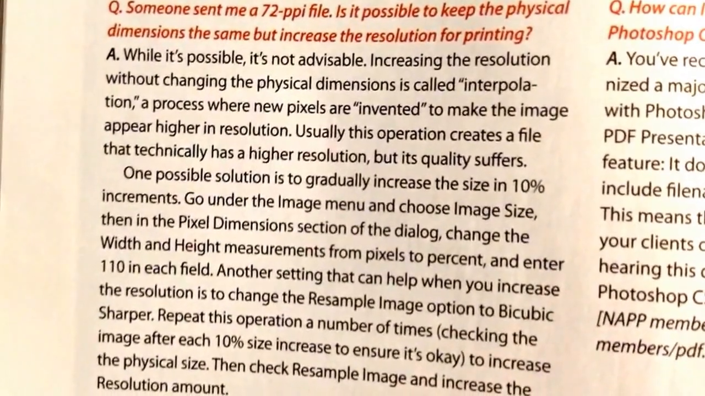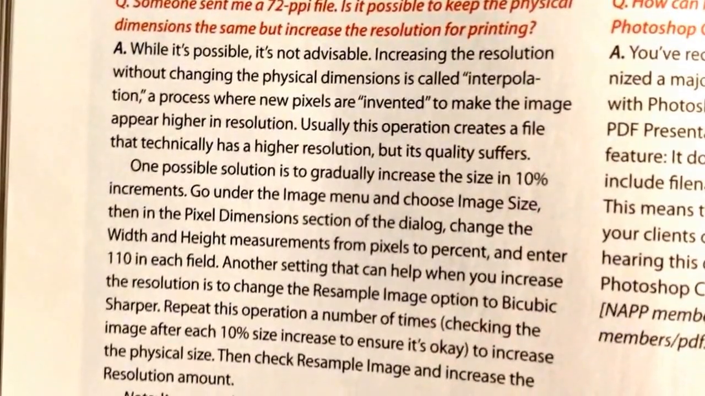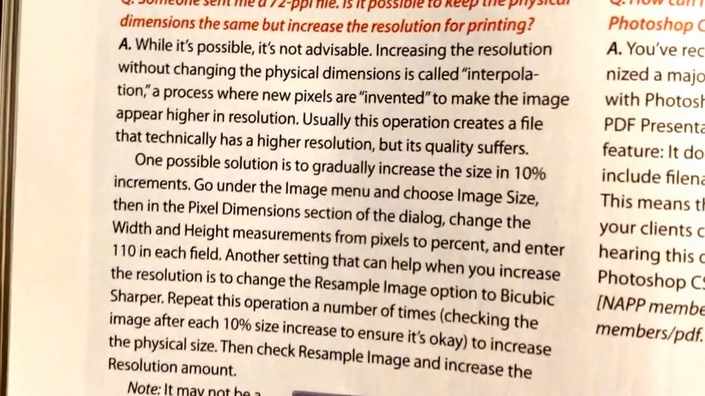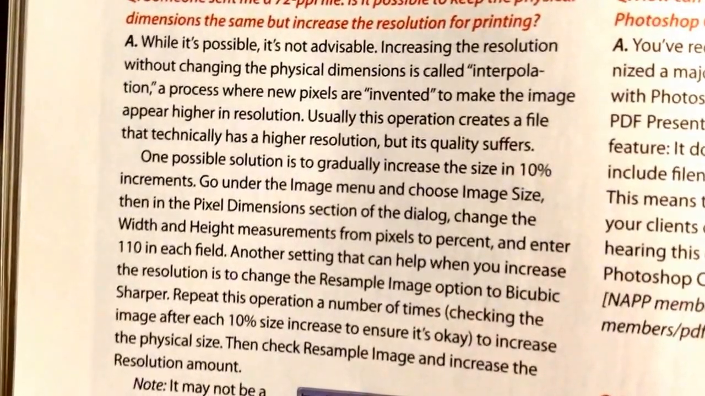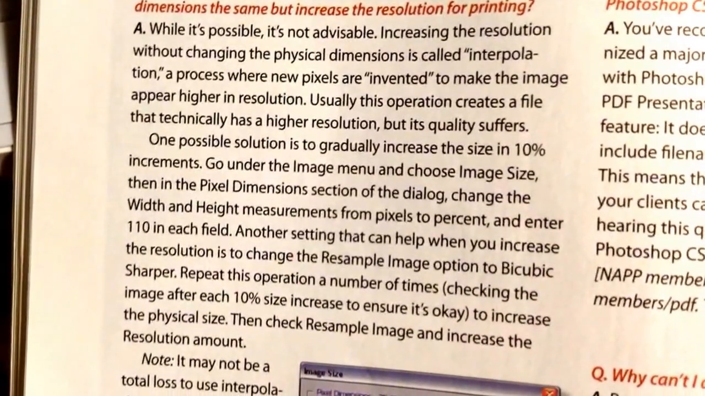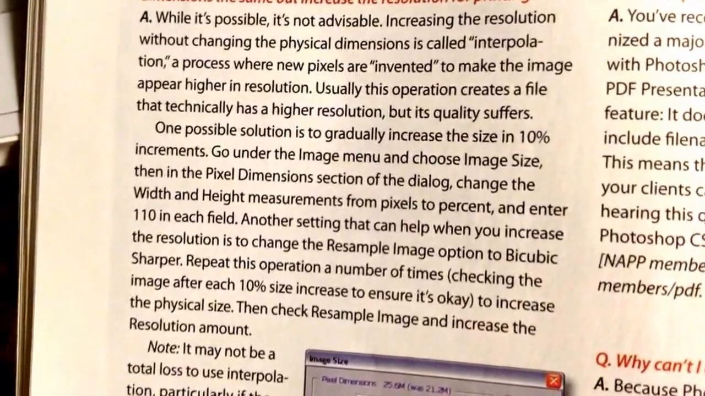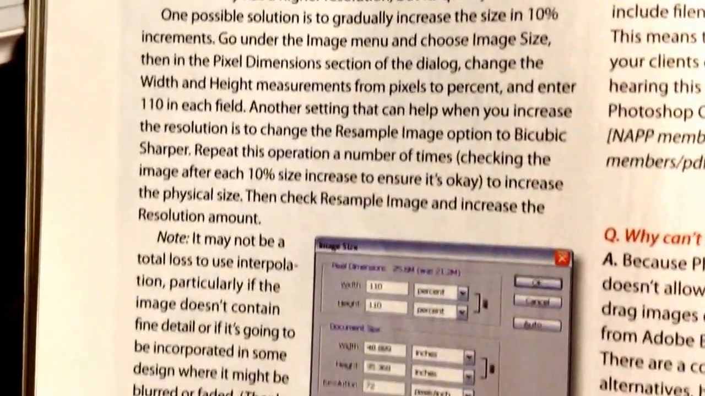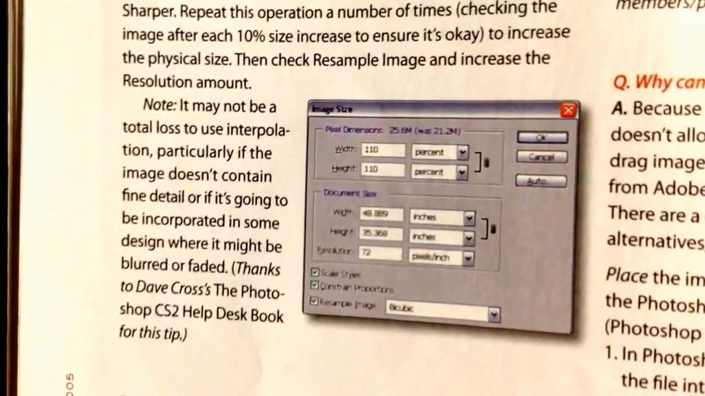So what they said is if you wanted to do that, you could enlarge very slowly with a process called interpolation. You're making new pixels, you don't want it to look really chunky, pixely, but you want to make the image look higher in resolution. What they recommend you do is increase by 10% on the height and width.